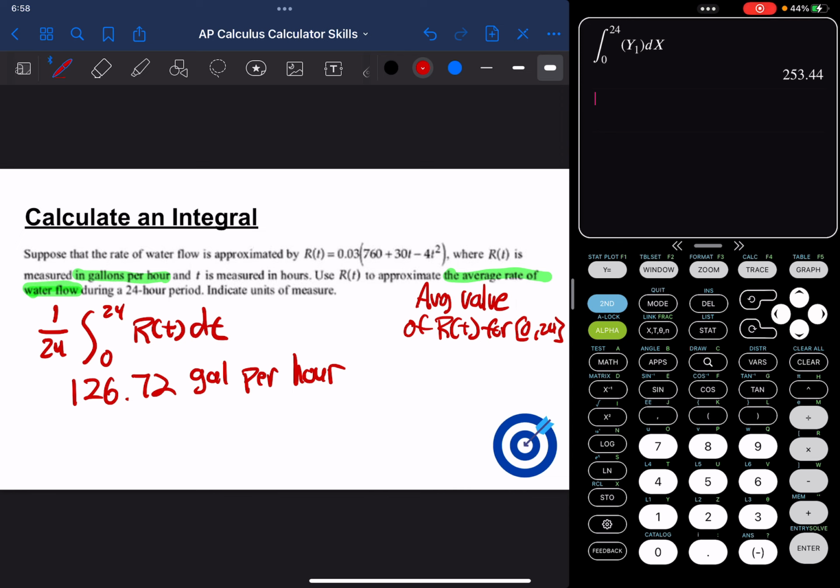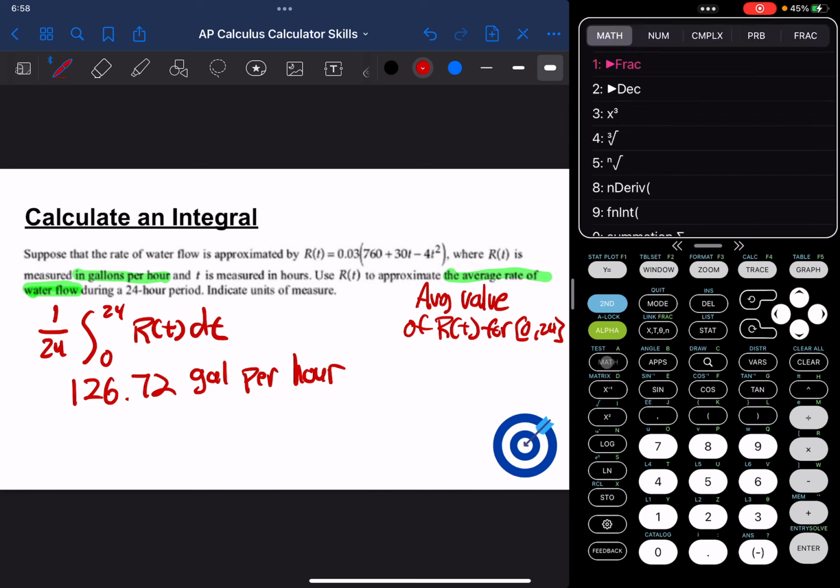Now this also works for the n-deriv that we did in the previous video. I didn't show it in the last video, but you can also do it there, where if you're using the same formula over and over again, just type it into y1 or y2 and have it saved there. And that way when you need to call it up, you use the vars.